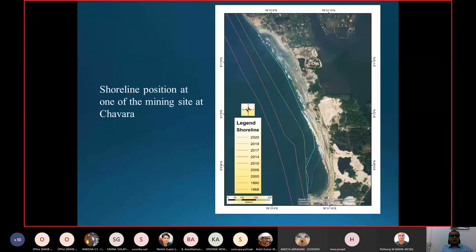You can see here the shoreline position. We have, in 1968, the lowest one at the offshore area, the red one. Now this is the scenario of the Chavara coast here, it has caved in. In 2020, almost 400 to 500 meters from 1968, half a kilometer of coast has eroded, because you have mined exceedingly what was not permitted.